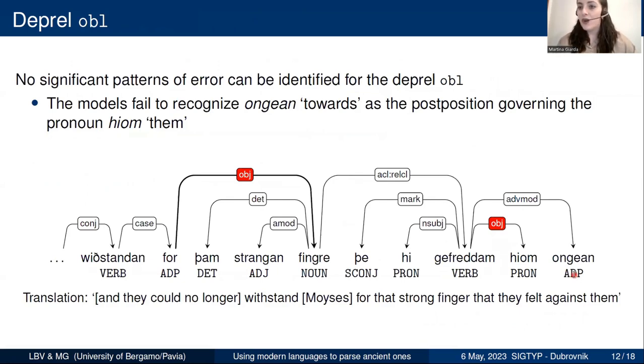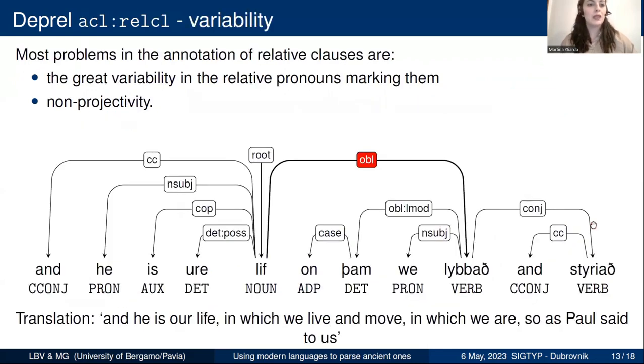But let's now move on to error analysis. First of all, concerning the Deprel obl, for which, however, no significant patterns of error can be identified. We can see, however, the role of postpositions in the incorrect annotation. All models fail to recognize the postposition on yen, towards, as the postposition governing the pronoun io, them. And this happened several times.